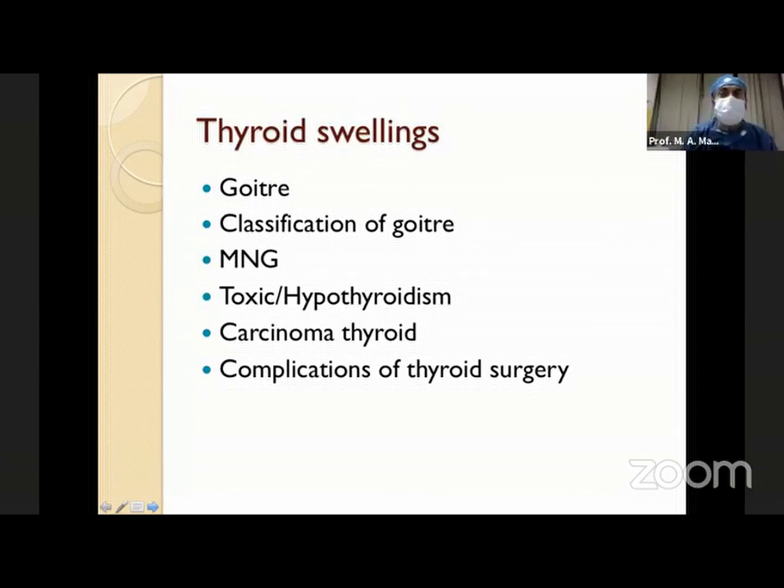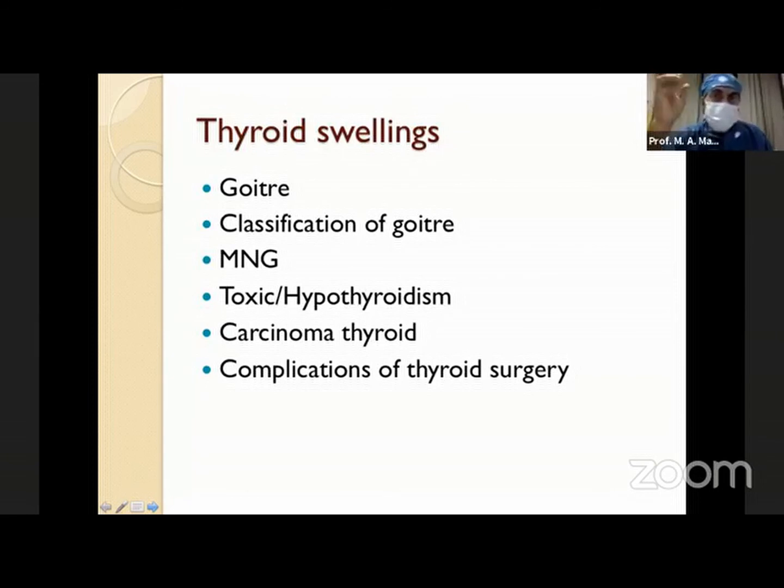FNAC shows multinodular goiter. And we did the operation. We did a hemithyroidectomy operation. The tumor size is about 2.5 centimeter. Multinodular goiter. After operation, after biopsy, it came out as a papillary carcinoma thyroid. What is your next plan?